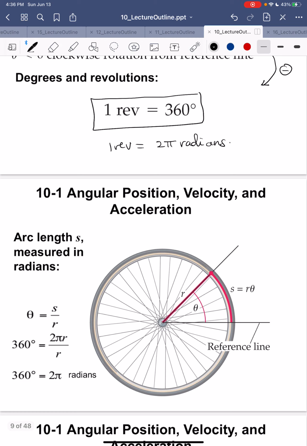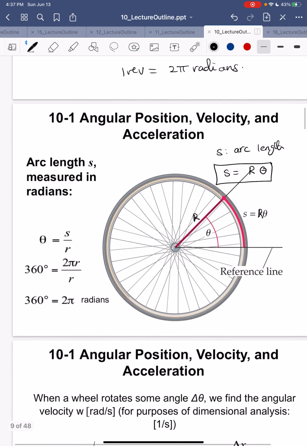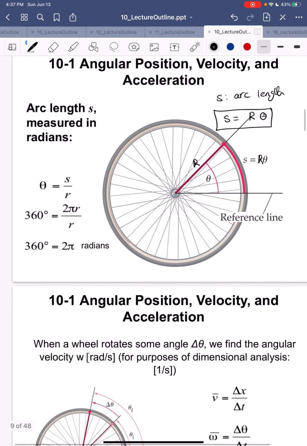Now, this is from math again. If we have the radius to be R, I use uppercase R, and the arc S, which is the arc length, then S equals R times theta, where R is the radius of the circle. Then again, we can use this fact or this conversion factor to change units.